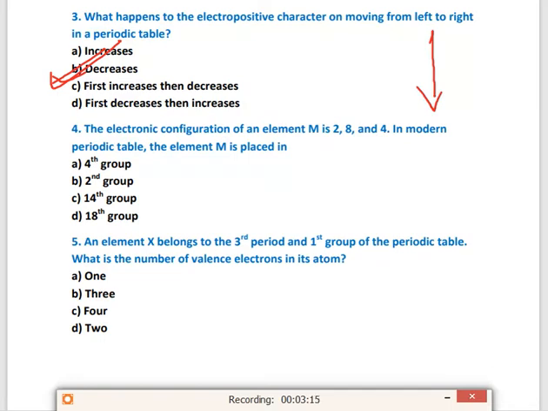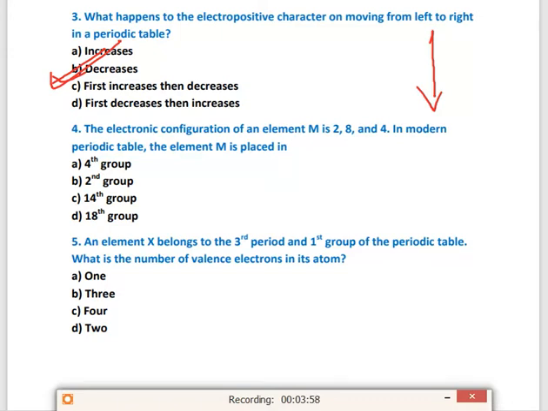Now, when we move from left to right in a period of the periodic table, what happens? Nuclear charge will increase, and due to the increase in the number of protons, the valence electrons, meaning the outermost electrons, are pulled more strongly by the nucleus. Thus it becomes more and more difficult for the atom to lose electrons, causing a decrease in the electropositive character of the element on moving from left to right in the period. So what you have to remember is that when you move from left to right in a period, electropositive character decreases because the tendency to lose electrons decreases. The elements cannot lose electrons easily anymore. That's why their electropositive character decreases.